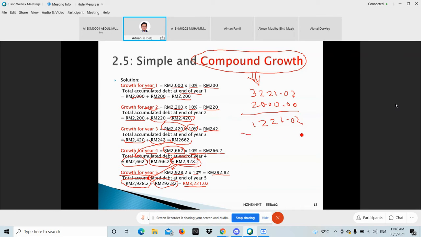Okay, compared to single growth, simple growth, okay, you have to pay 3,000. Okay, you pinjam 2,000, hanya 1,000 sahaja growth. Okay, any question so far? Simple growth and compound growth.